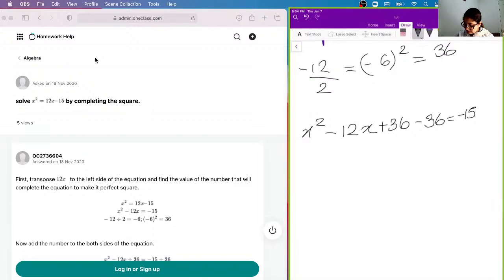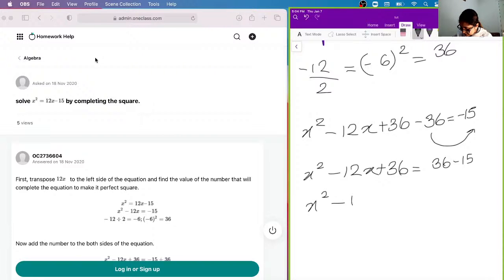And so we're going to move the negative 36 onto this side, and so we will have x squared minus 12x plus 36 equals 36. The negative goes to the other side, so it becomes a positive, minus 15. Now we can further simplify the right side. So we would have x squared minus 12x plus 36 is equal to 21.